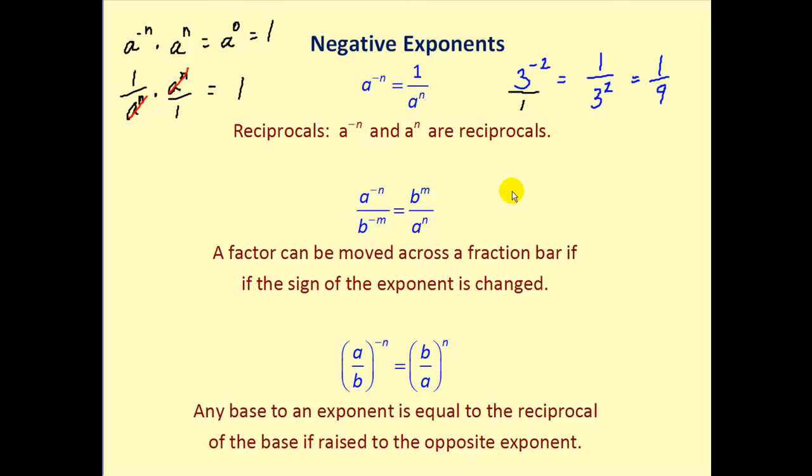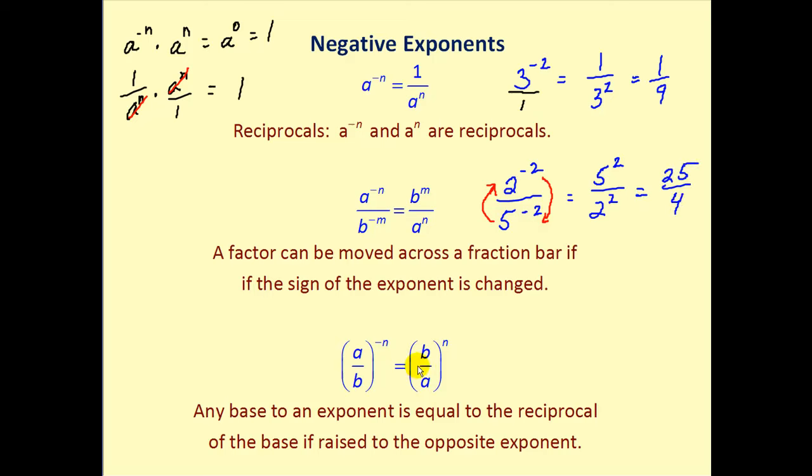Looking at a numerical example, if we had 2 to the power of negative 2 divided by 5 to the power of negative 2, if we move this up, it changes the sign of the exponent. If we move this down, it changes the sign of the exponent. So this would equal 5 to the positive 2 power, or 5 squared, over 2 squared, which would equal 25/4.